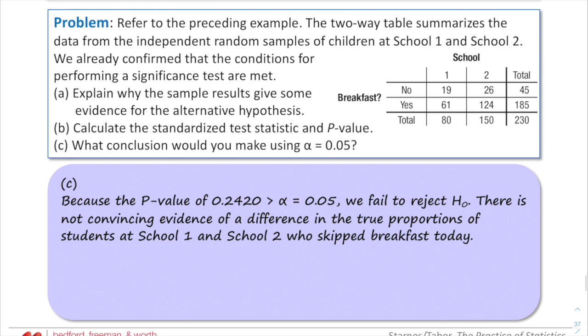So because the p-value is greater than alpha, we fail to reject. There is not convincing evidence of a difference in the true proportions of students at school 1 and school 2 who skipped breakfast today.